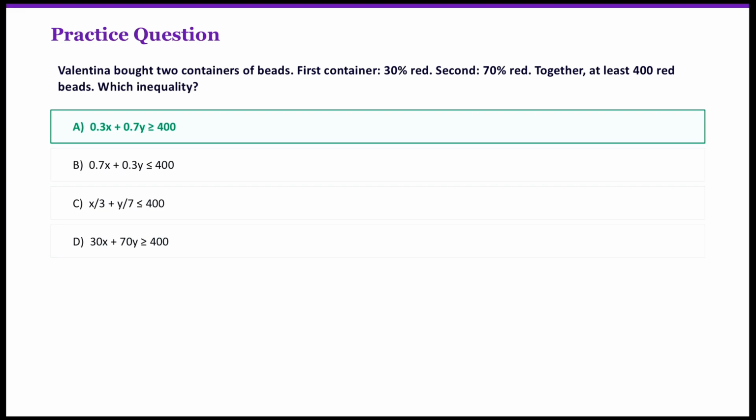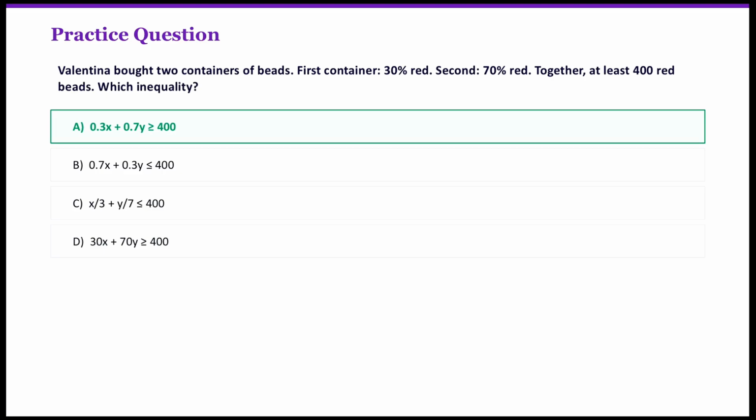Let's look at a practice question really quick. Valentina bought two containers of beads. The first container had 30% red, the second one had 70% red. Together, there were at least 400 red beads, I suppose. Which inequality should we pick?